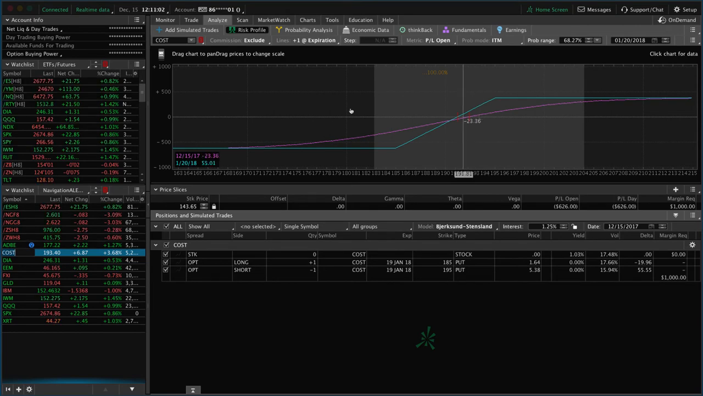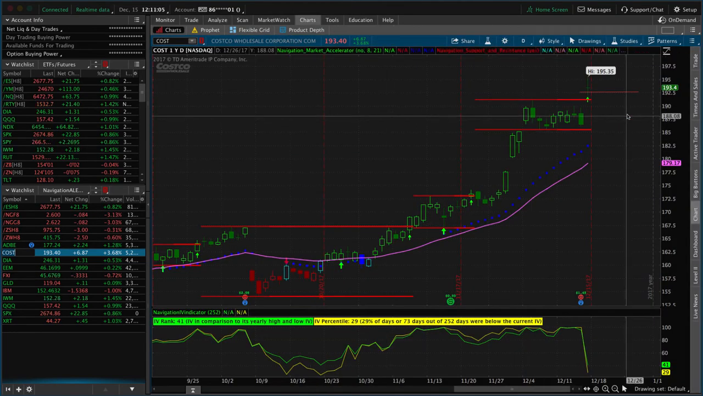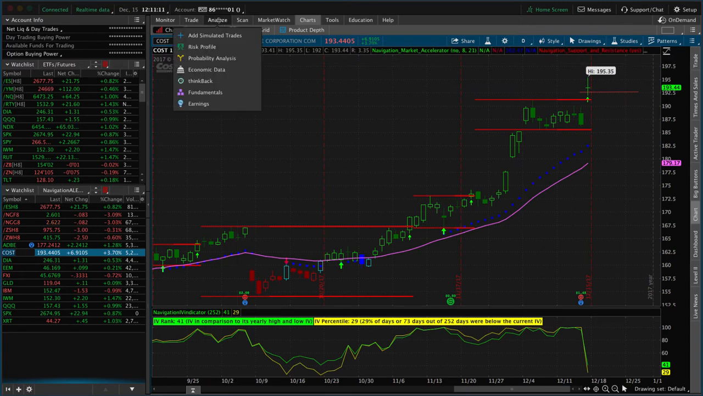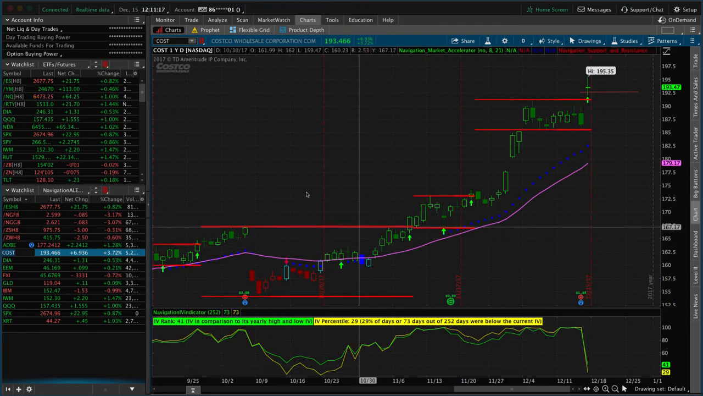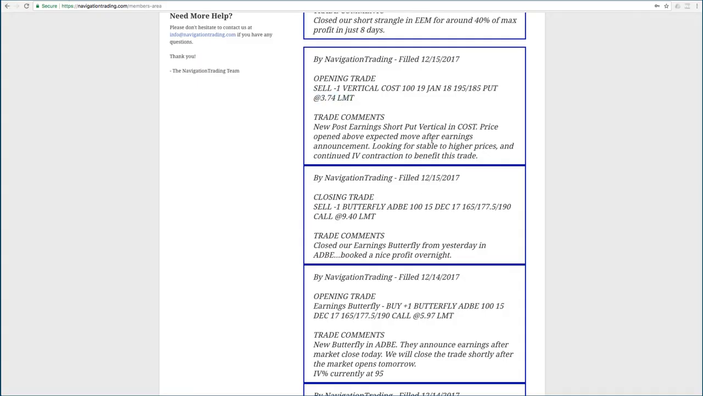But I anticipate Costco to continue to stay above this level, to trade sideways to higher is what we would expect. And that would benefit this position, along with implied volatility potentially contracting a little bit more, which would also help. So I really like those trades. They're very high probability trades. So we'll see what happens in Costco.